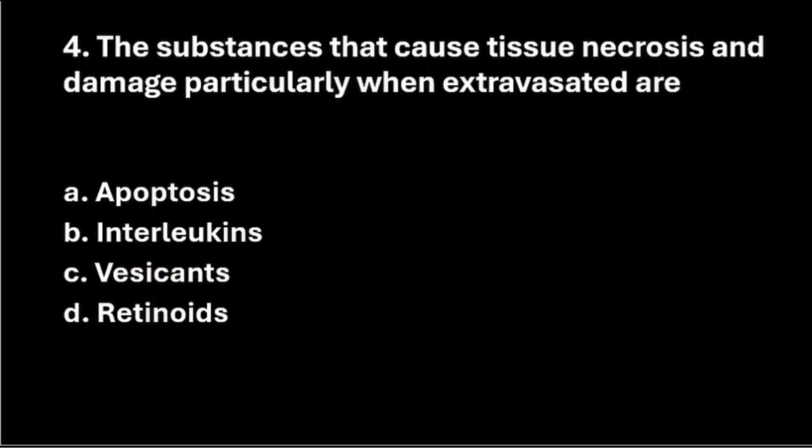Next question. The substances that cause tissue necrosis and damage, particularly when extravasated, are: option A, apoptosis; option B, interleukins; option C, vesicants; option D, retinoids. Let us go to the right answer straight away. The right answer is option C, vesicants.